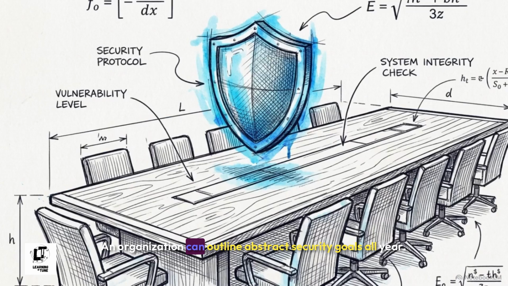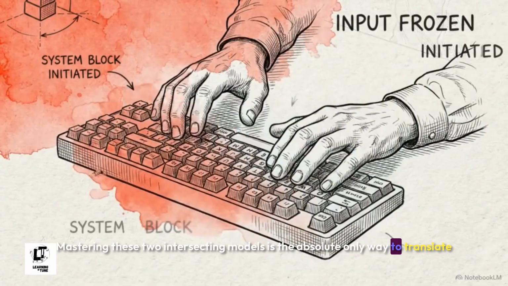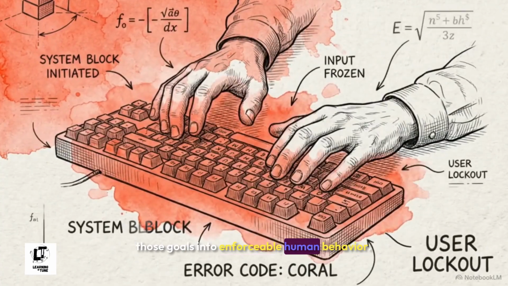An organization can outline abstract security goals all year. Mastering these two intersecting models is the absolute only way to translate those goals into enforceable human behavior.